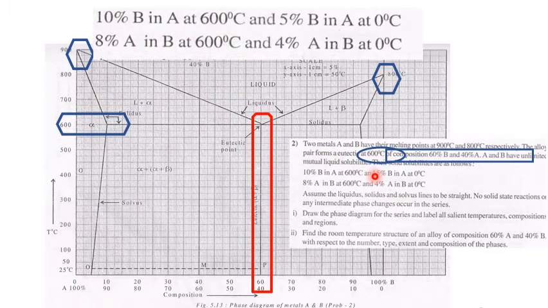Now coming to the solid solubility: solid solubility of 10% B in A at 600 degrees Celsius. Okay, 10% B is here at 600. And 5% B in A at 0 degrees Celsius. So 5% B is here, so we can drop 10% and 5% like this, and just darken this line. Next is 8% A in B, where 8% A is here at 600 degrees Celsius, and 4% A in B at 0 degrees Celsius. So exactly we'll mark 4% A in B at 0 degrees Celsius.